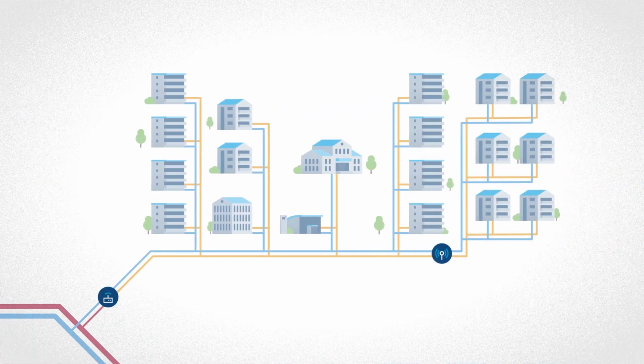The iGRID pit measure point is very flexible and can easily be moved from one place to another. This makes it ideal for calibrating your heat grid.